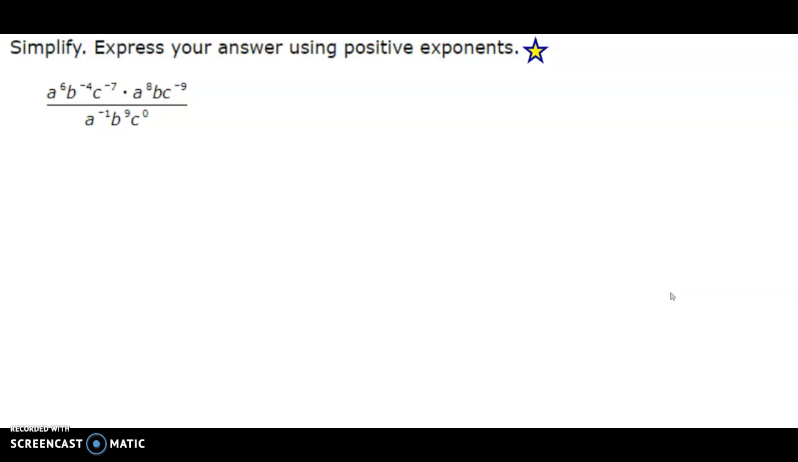All right, so hopefully what you did was you identified all of the negatives. Those are all of the exponents that have to go to the other side of the fraction bar and become positive. So a to the 6th, that one is staying. That one is going, so we're going to ignore it. That one's going. A to the 8th, that one gets to stay. B gets to stay. C to the negative 9th is going away, but joining it is this a to the negative 1st coming up to become positive.